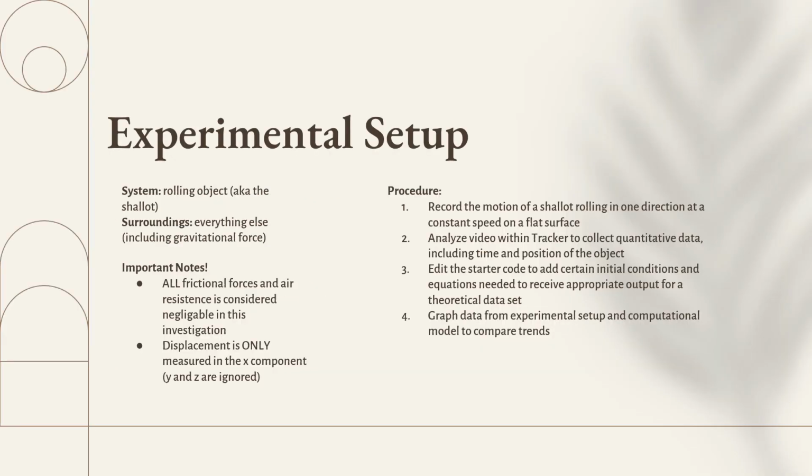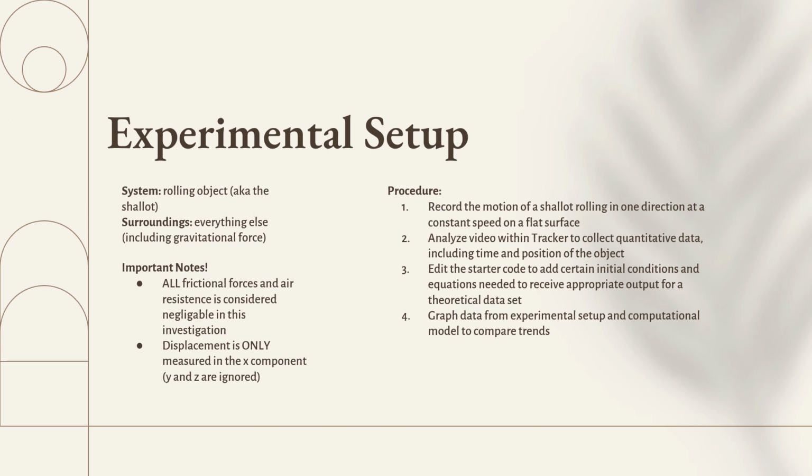For this investigation, the system included the rolling object, which was a shallot, and the surroundings were everything else, including the gravitational force. Some important notes to make were that all frictional forces and air resistance were considered negligible because the net force was zero, and the displacement was only measured in the x-component, whereas the y and z were completely ignored.